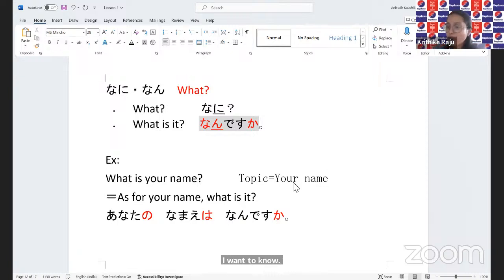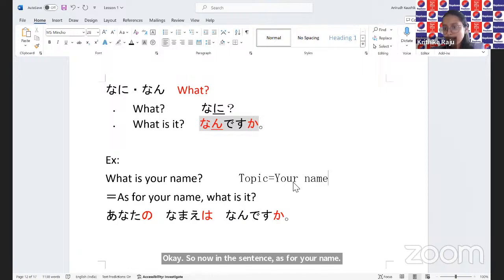Now, how do you say your? What is you in Japanese? Anata. How do you say your? Anata no. Now, how do you say your name? Anata no namae. Namae is name. Okay. So now in the sentence, as for your name, what is it?